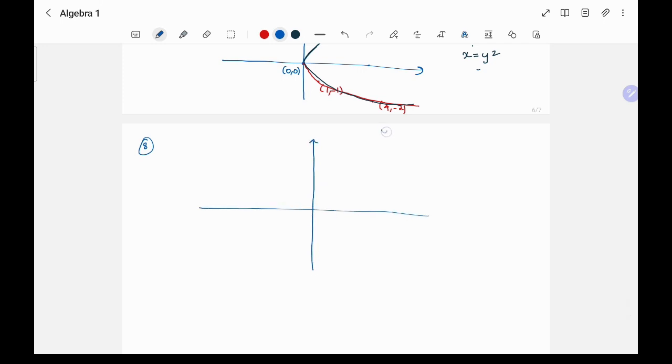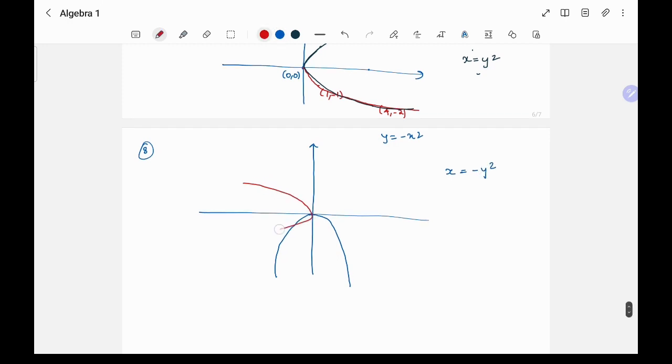So what about y is equal to minus x square? So it will shift to the negative y-axis. And x is equal to minus y square, it will shift to negative x-axis.